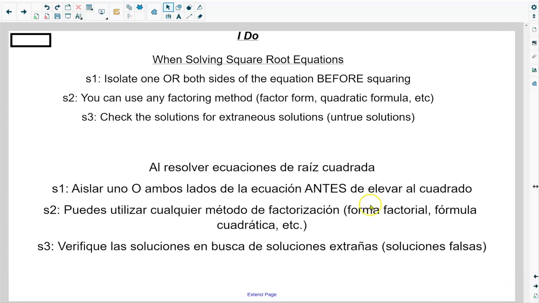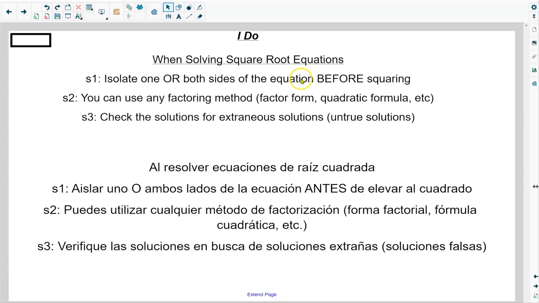We are going to be solving square root equations. This is the biggest part of your open-ended questions. Okay? So this is important because you have to really show your work here. Something you guys should already find natural is before you square, to cancel square roots, you have to isolate one or both sides of the equation depending on what it looks like.